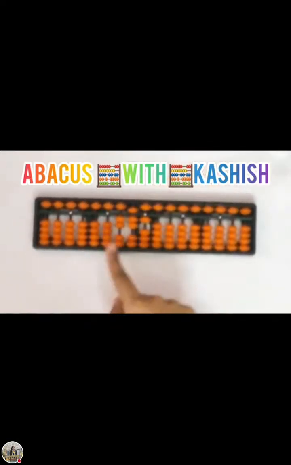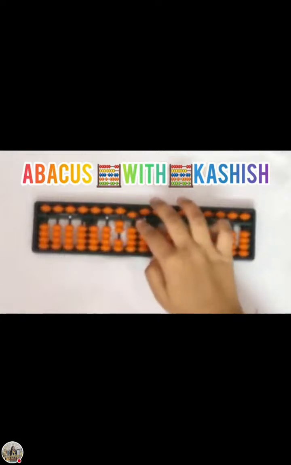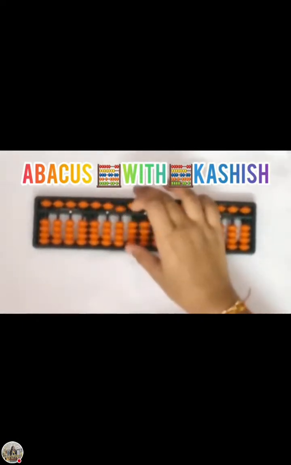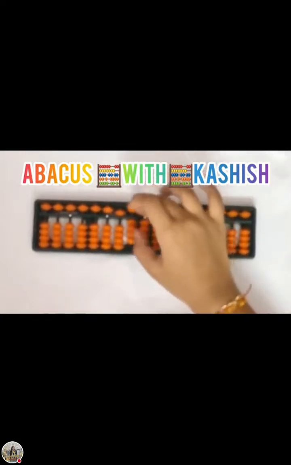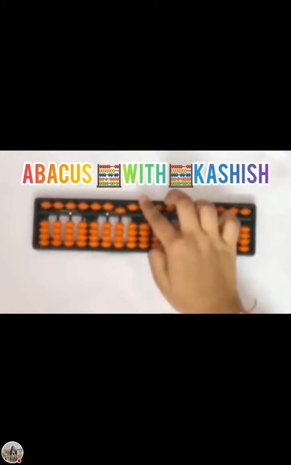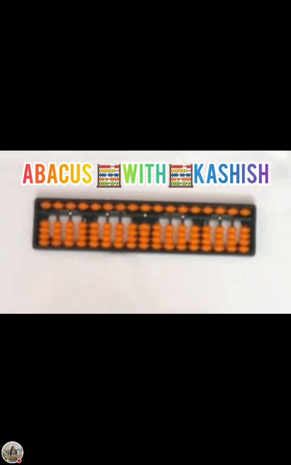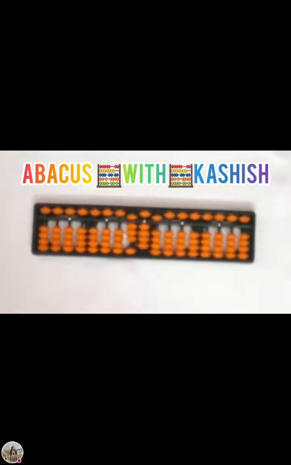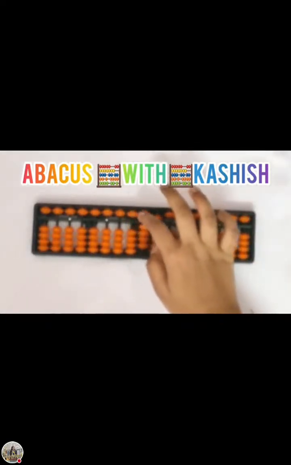271. 549. 845. Like this, we'll make all the numbers from 100 to 999 with the help of hundreds rod on abacus.